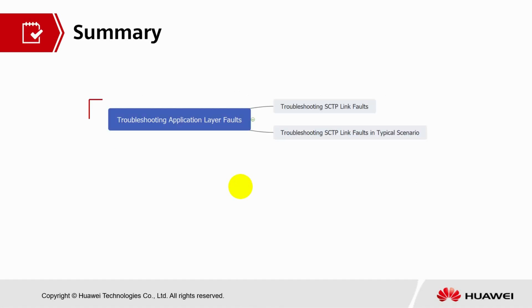So, the summary of this session: troubleshooting application layer faults, we have learned about troubleshooting SCTP link faults and also about troubleshooting SCTP link faults in a typical scenario.